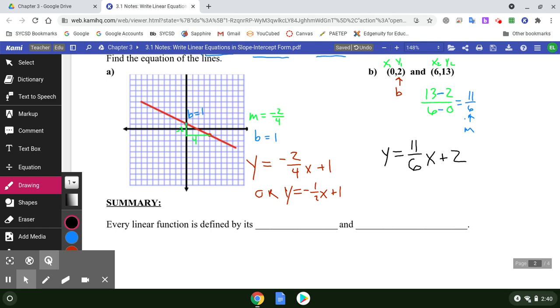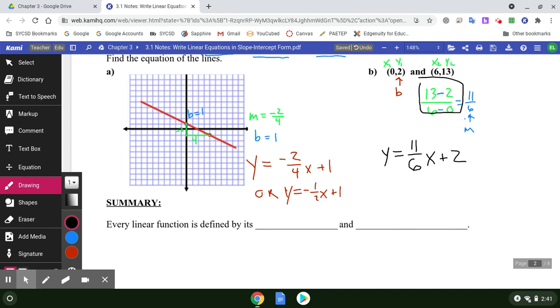For A, the equation ends up being y equals negative 2/4 x plus 1. You may have simplified the rate of change, and that would be the same as y equals negative 1/2 x plus 1. For problem B, we calculated the difference between the y values and the difference between the x values to get a rate of change of 11/6, and then we had a y-intercept of 2.